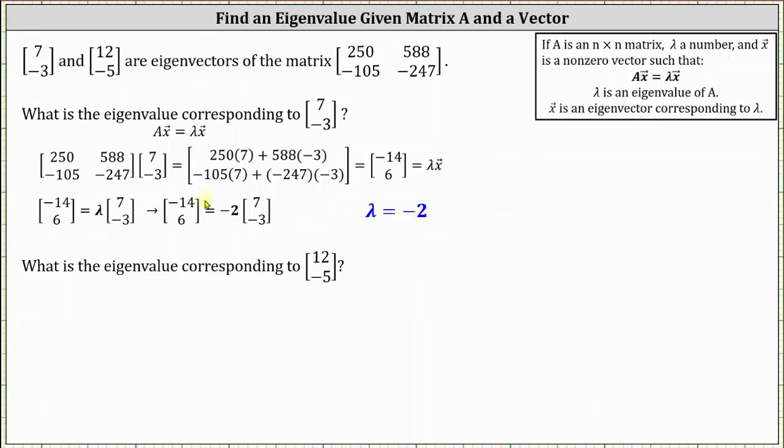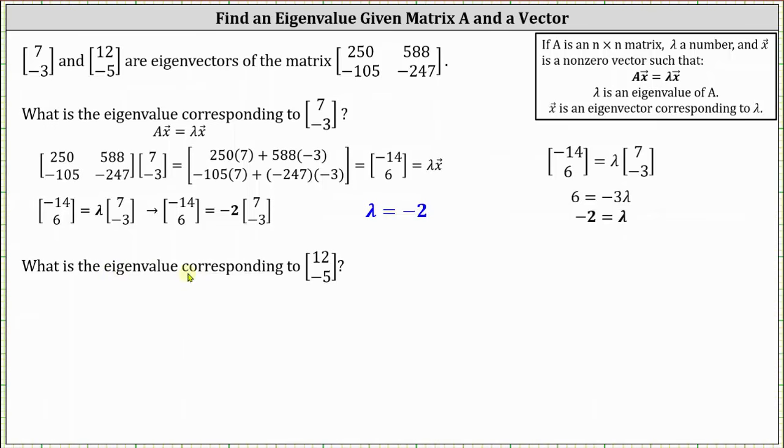Now, if we can't determine lambda by inspection, we can always take this equation and set up and solve an equation. We can form an equation using either corresponding elements. For example, if we use the second elements, we can form the equation 6 equals lambda times -3, or -3 lambda. Divide both sides by -3, and we get lambda equals -2.